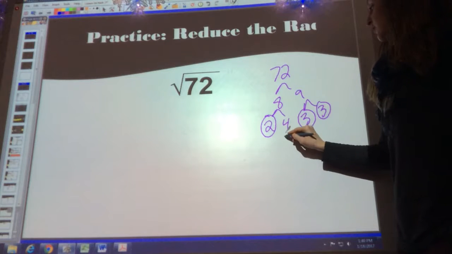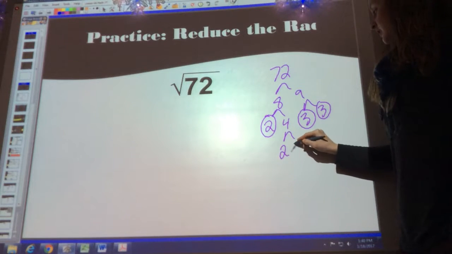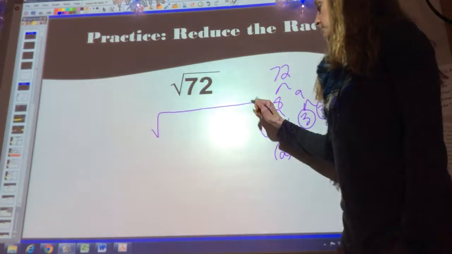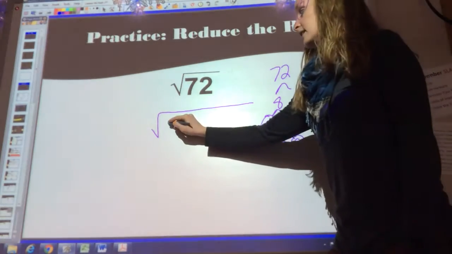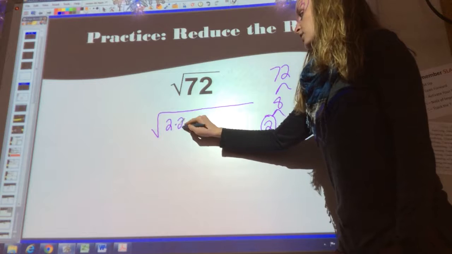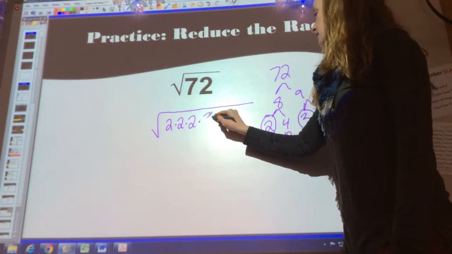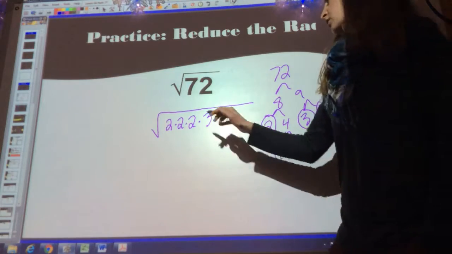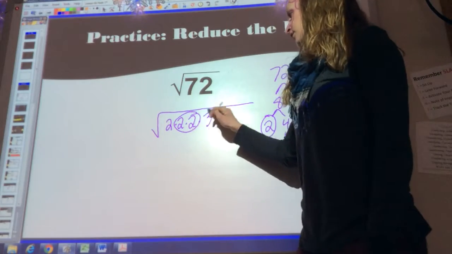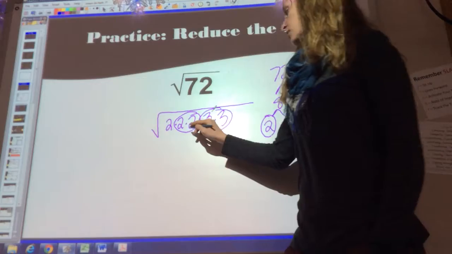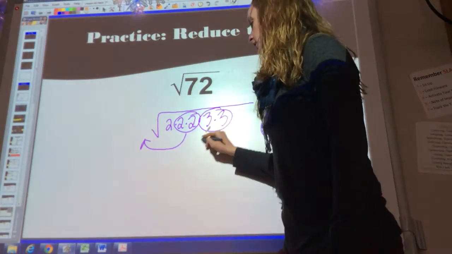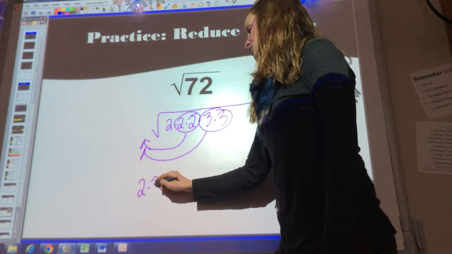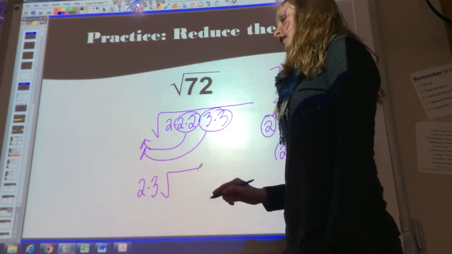We can circle the 2. What does 4 break down to? 2 times 2. Awesome. Mine is written differently, but you'll get the same prime numbers, right? I always like writing smallest number to largest number. And what can we circle? 2's and what else? 3's. And so when we do that, we're going to bring both a 2 and a 3 out. And so we're going to have 2 times 3 times the square root of what?